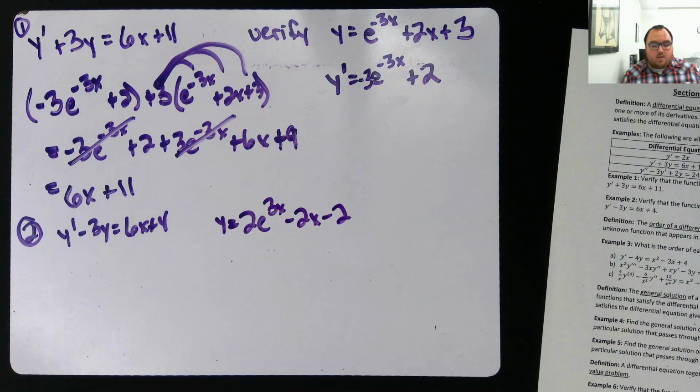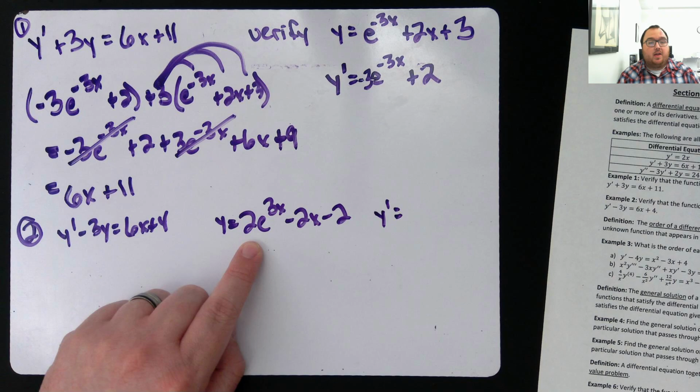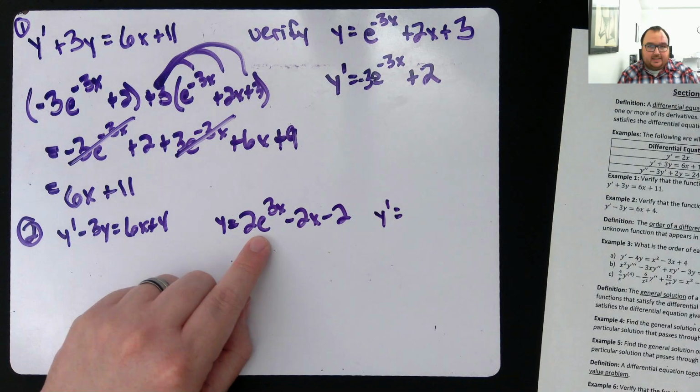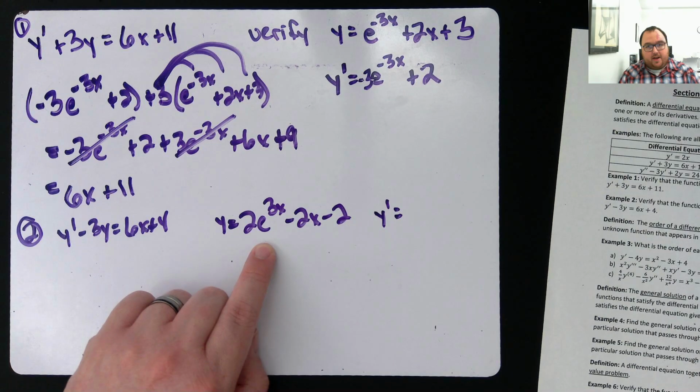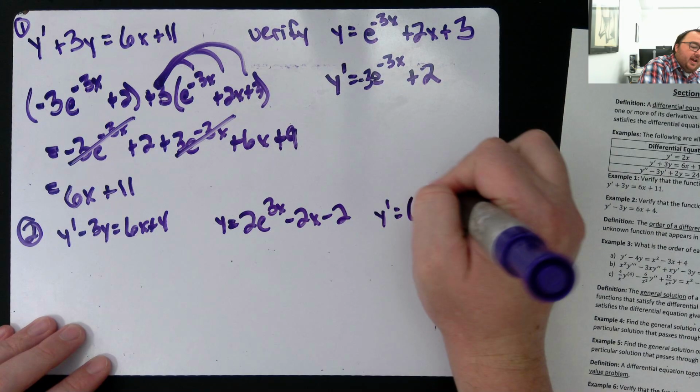Okay, so again, the idea is I want to plug this y into here, which means I need y prime here. The derivative of 2e to the 3x: remember, e just stays e, but then by the chain rule, I need to multiply that by the derivative of 3x. So looking at just the e part, it would be 3e to the 3x, but that times 2 makes it 6. So 6e to the 3x. The derivative of negative 2x is negative 2. The derivative of negative 2 is 0.